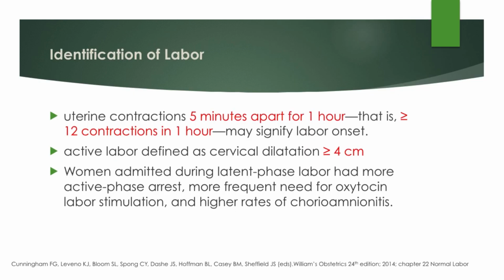So how do we identify labor? Uterine contractions that are 5 minutes apart for an hour, that is greater than 12 contractions in an hour, may signify labor onset. Active labor is defined as a cervical dilatation of at least 4 centimeters, as I've already mentioned in the previous slide. Women admitted during latent phase of labor had more active phase arrest, more frequent need for oxytocin labor stimulation, and higher rates of chorioamnionitis. Thus, women who were admitted during the latent phase or less than 4 centimeters had a higher risk for abdominal or cesarean delivery.